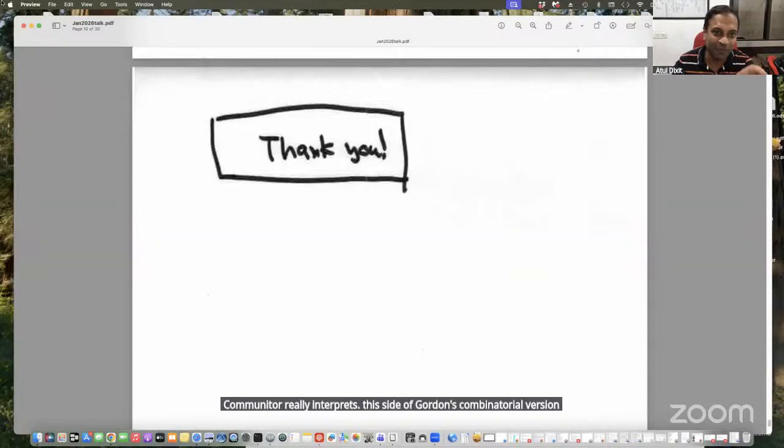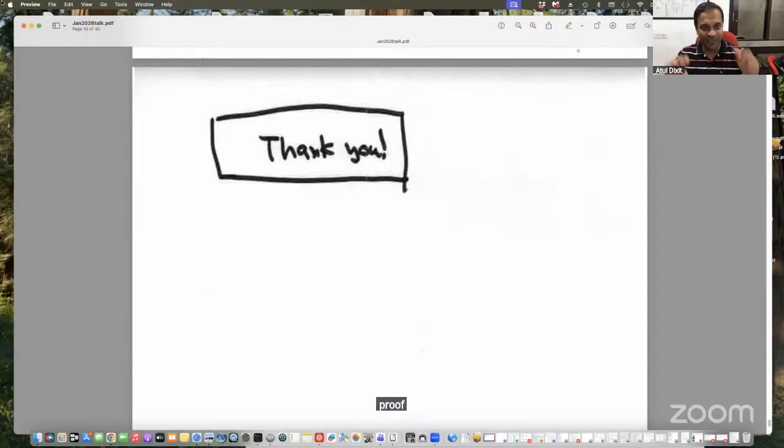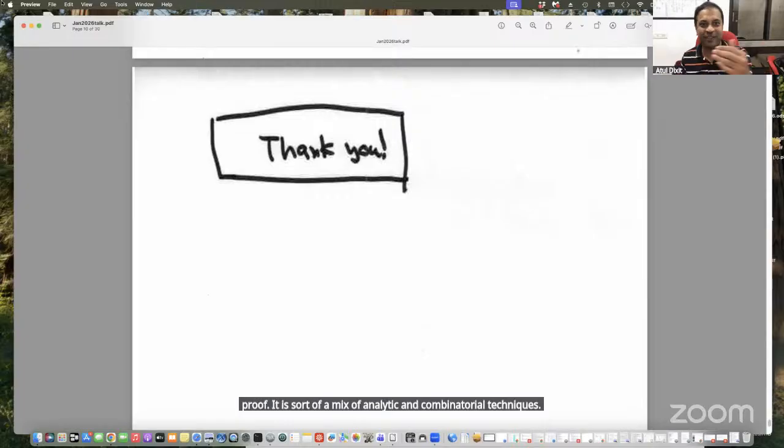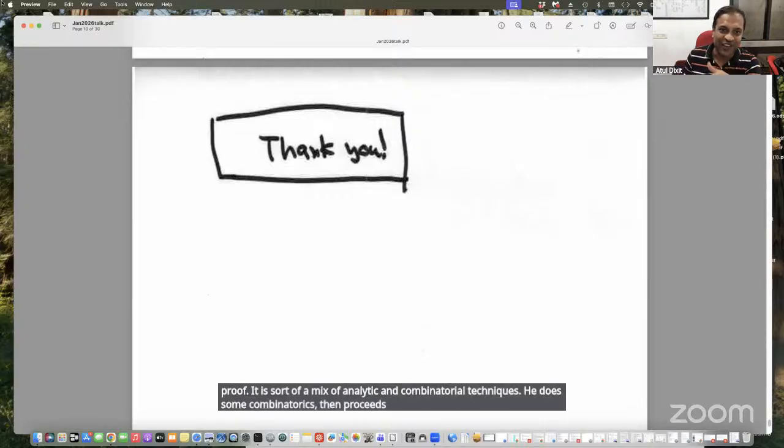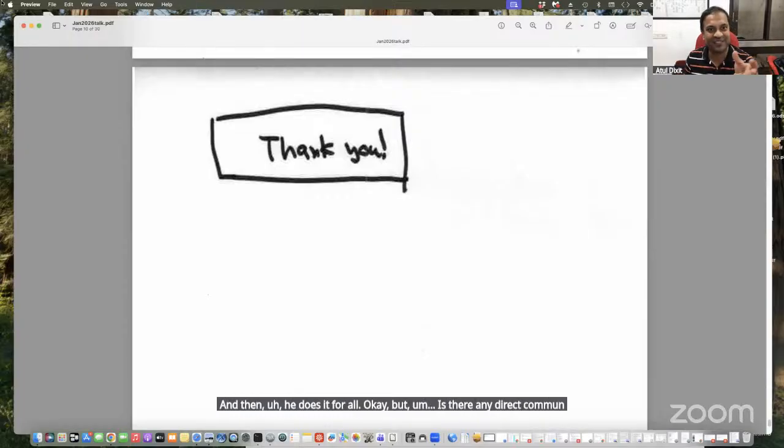Because when I looked at Bressoud's proof, it is sort of a mix of analytic and combinatorial techniques. He does some combinatorics, then proceeds by induction, and then he does it for all k. But is there any direct combinatorial proof there itself?